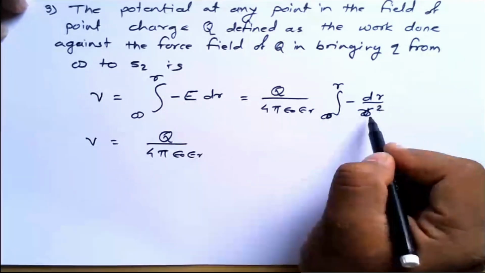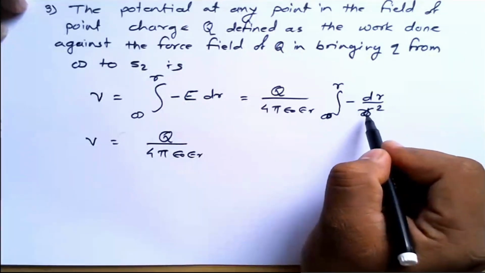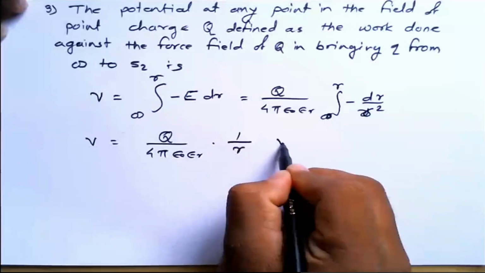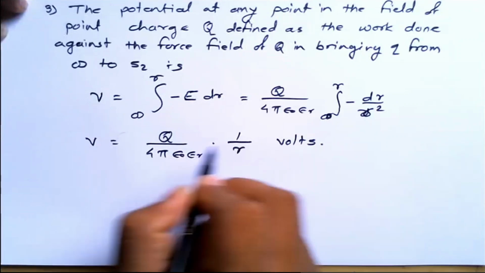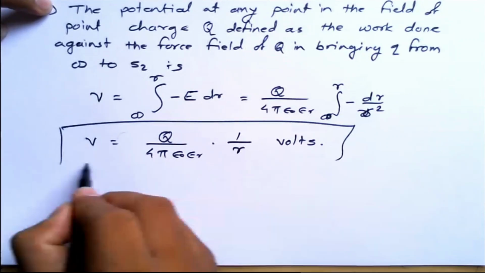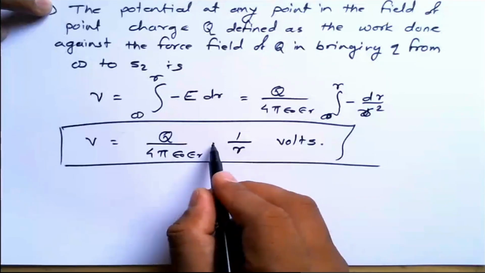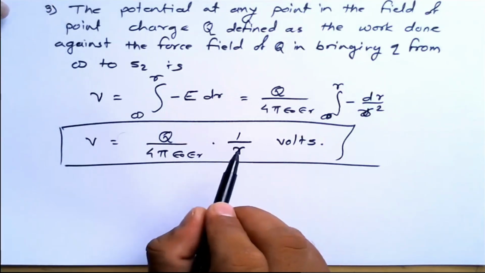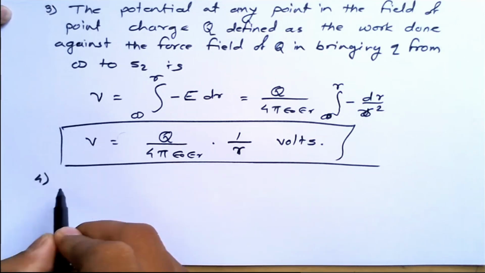So what is the equation for potential? V is equal to q upon 4 pi epsilon 0 epsilon r into 1 upon r. So this is the potential. Fourth property is potential difference.